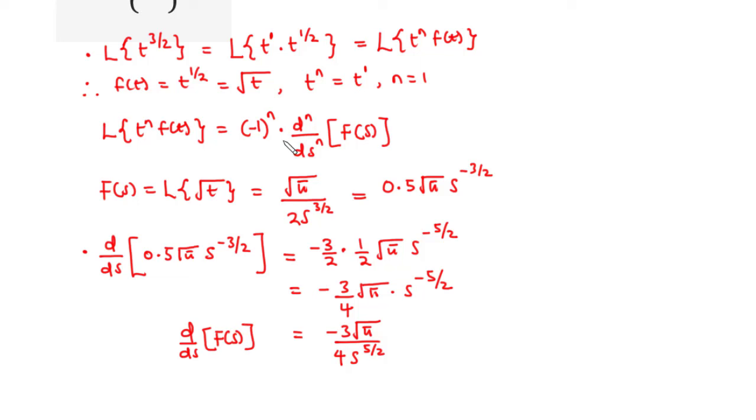So we plug that in here so that we have the Laplace transform of the function t to the power 3 over 2 equal to -1 exponent 1 times -3 times square root of pi divided by 4s to the power 5 over 2. Negative times negative is positive, so we are going to have 3 times the square root of pi over 4 times s to the power 5 over 2.